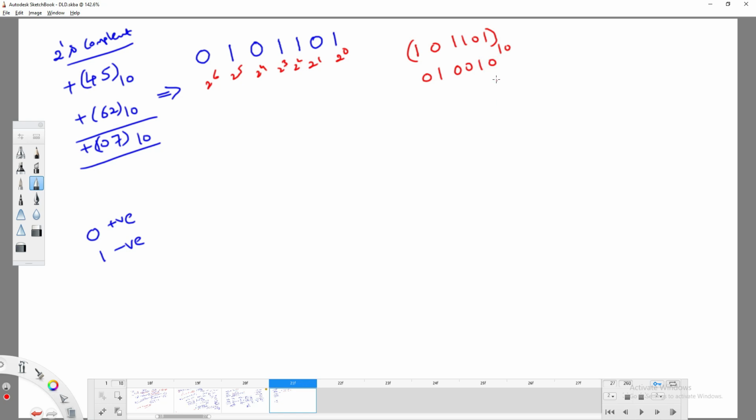010010. For this you are going to add plus 1, right? If you are going to add plus 1, 010011, this is what? Minus 45, not plus 45. Minus 45, right? Okay, you can just calculate it.